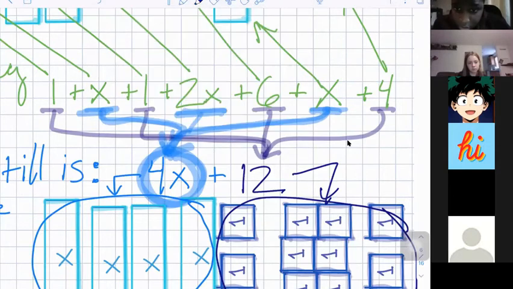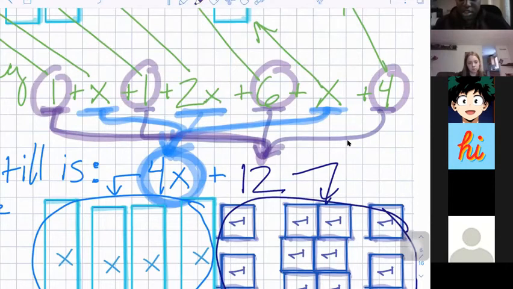I guess this was this one. Taking all of these 1's and bringing them all here. So the 4 plus the 6 is 10, plus 1 is 11, plus another one is 12, and that's where my answer comes from there. So that's called combining like terms.